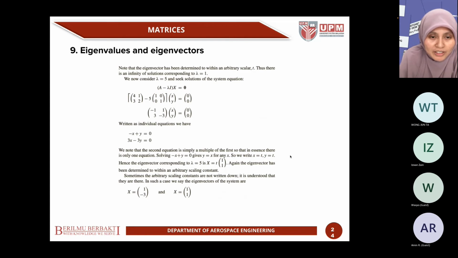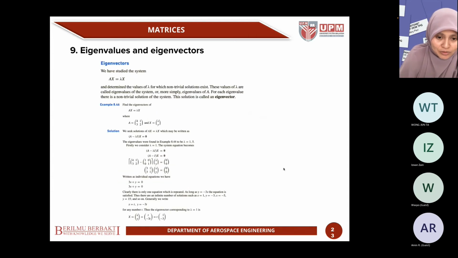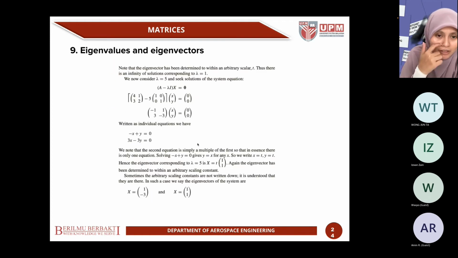Note that the eigenvector has been determined to within an arbitrary scalar t. The free variable is the scalar that we introduced now. Thus, there is an infinity of solutions corresponding to lambda 1. Then we look at the other eigenvalue. We are not finished yet. We get the second lambda equals 5, the second eigenvalue.